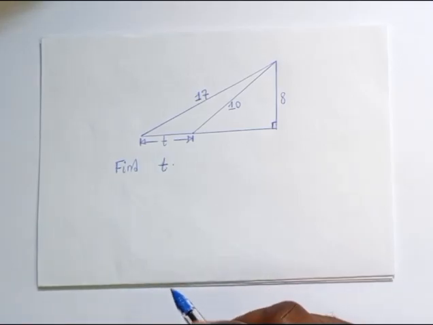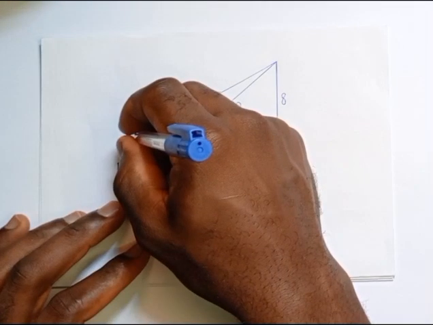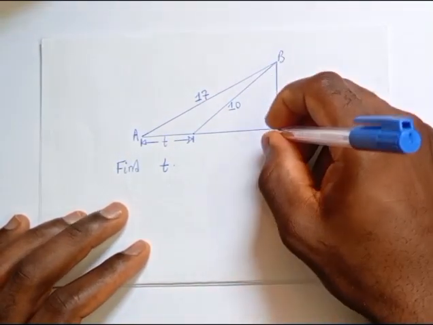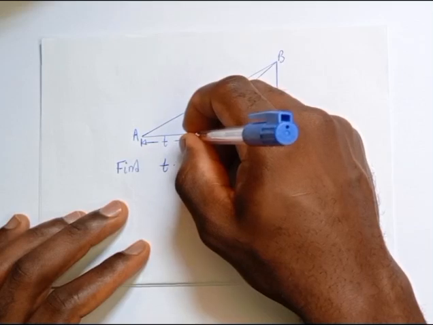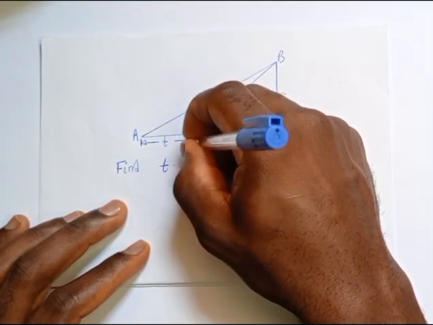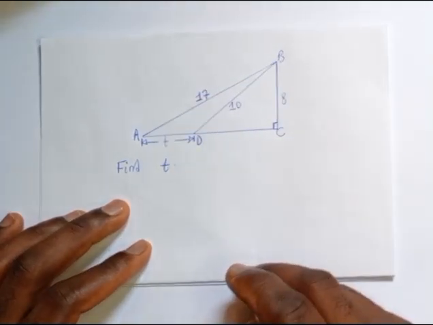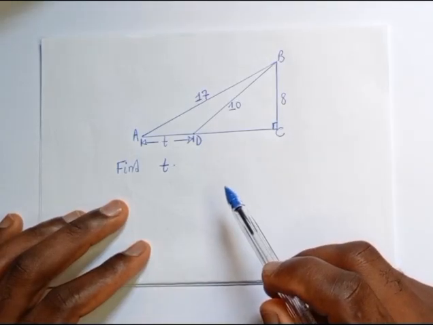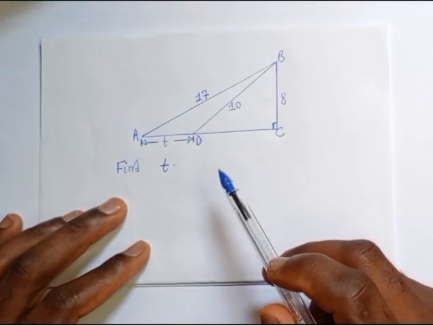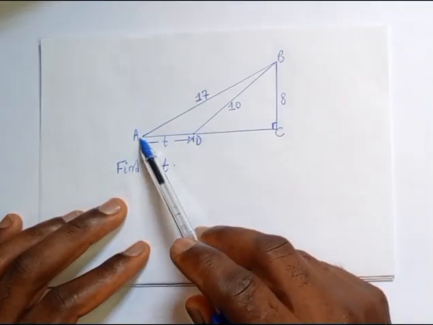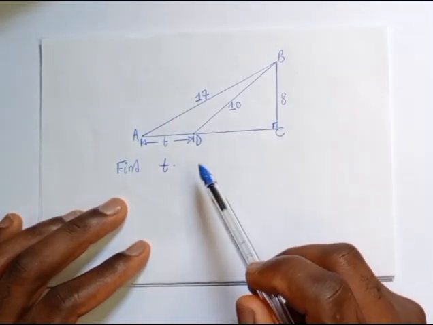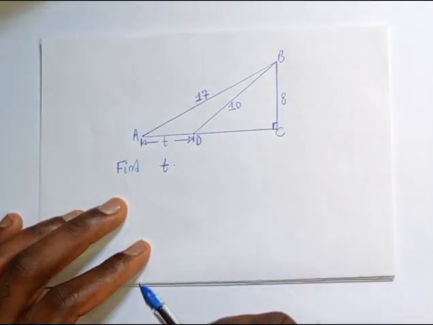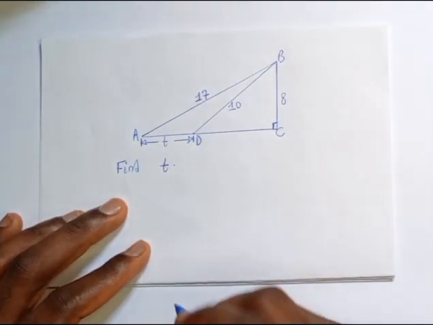First, we are going to start by labeling this point as A. We label this one as B. We label this one as C. Then we label this one as D. You will notice that we have two right angled triangles in this figure. Triangle ABC is a right angled triangle. Triangle BDC is a right angled triangle.